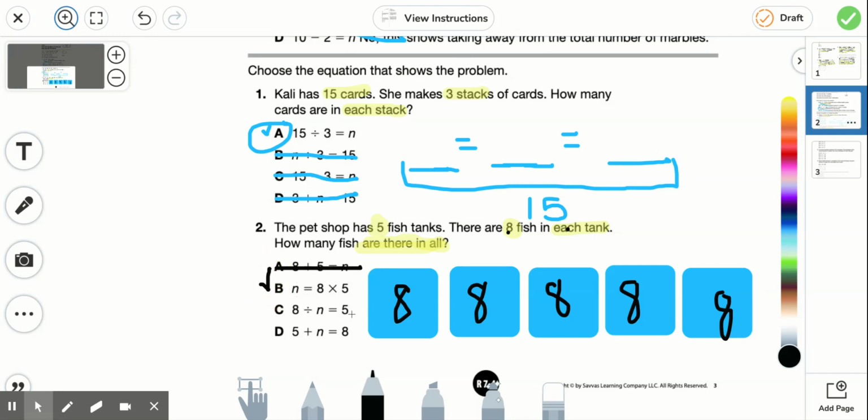8 divided by a number is 5. 8's not my total number. So I don't have 8 altogether that I'm trying to put into 5 groups, right? That's not what we're doing here. So that doesn't make any sense. 5 plus a number is 8. Well, I know that number would be 3. And there's no 3 here. There's 5 groups with 8 in each group. So the only one that makes sense is B.